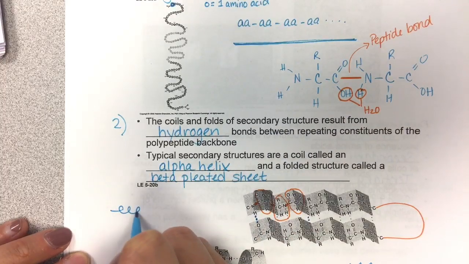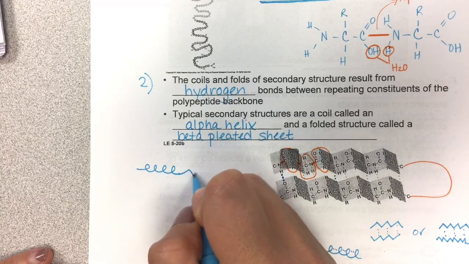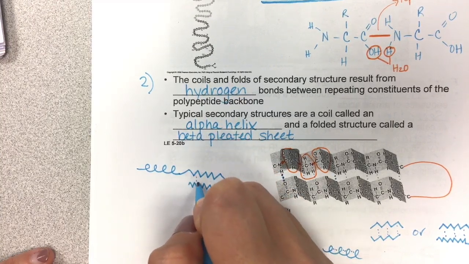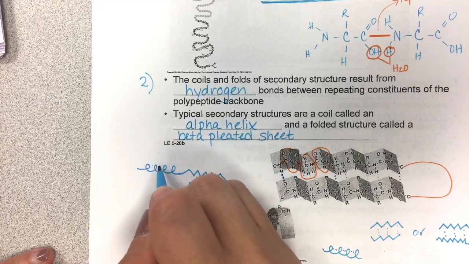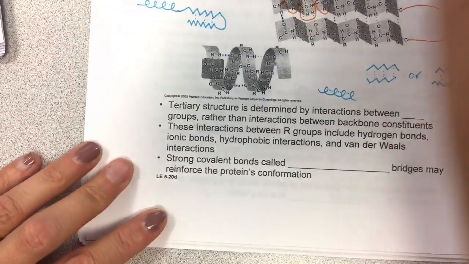You could have part of it do an alpha helix like this, and then you can have beta pleated sheets, and it can come around here, beta pleated sheets, and the hydrogen bonds between there. All right, and so that is your secondary structure.